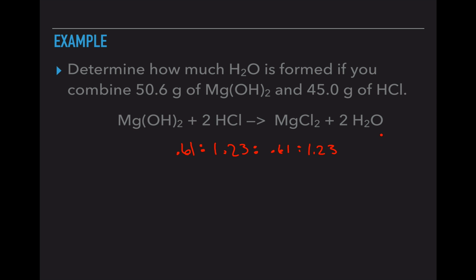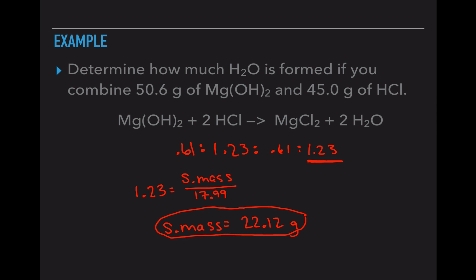And H2O is in the last location, so I'm going to use this number of moles to find my answer. 1.23 moles is our sample mass over 17.99. That's 1 oxygen and 2 hydrogens added up. Now I'm going to multiply those two together and determine that our sample mass of water, or H2O, is 22.12 grams. So once this reaction takes place, we are going to use all of the hydrochloric acid, or the HCl, and we are going to create 22.12 grams of water.